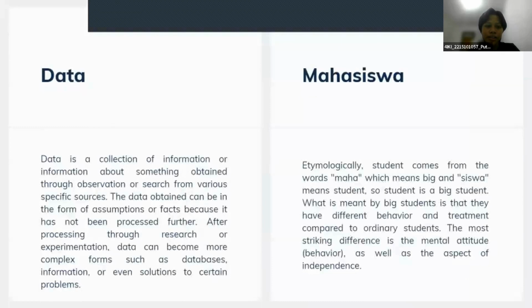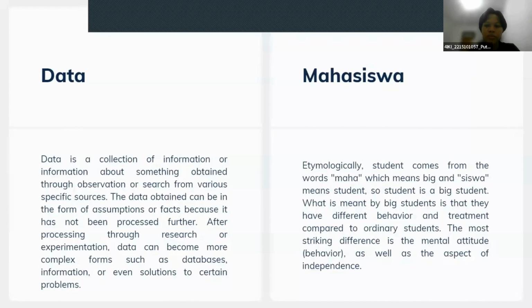Next, we have data. Data is a collection of information about something obtained through observation or search from various specific sources. The data obtained can be in the form of assumptions or facts because it has not been processed further. After processing through research or experimentation, data can become a more complex form, such as databases, information, and even solutions to certain problems.